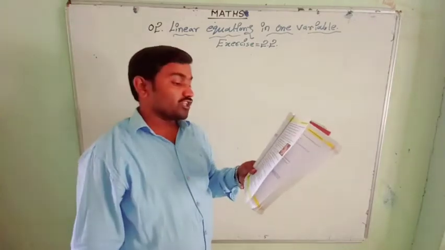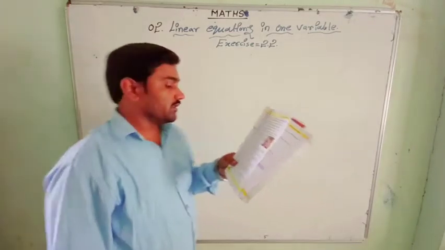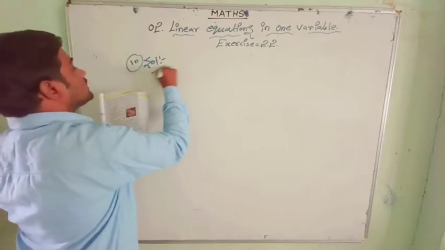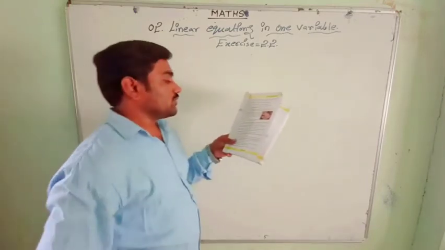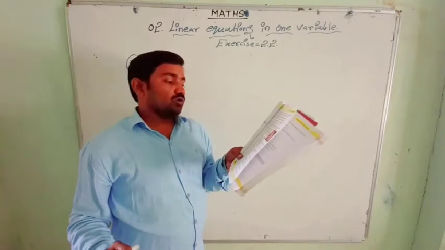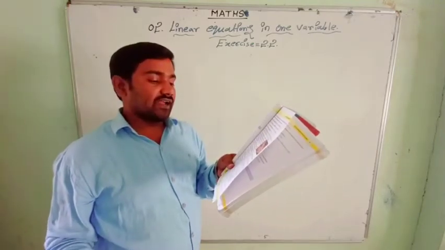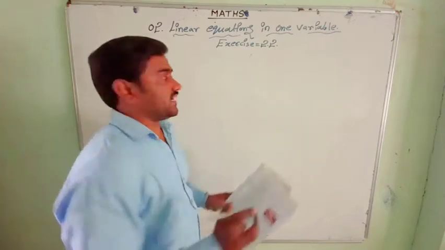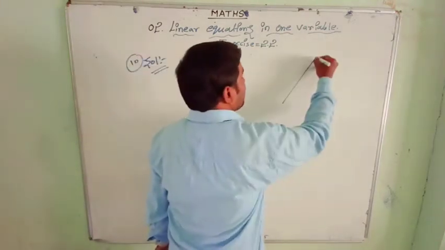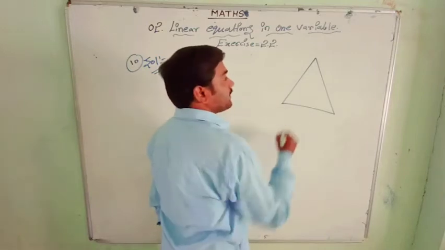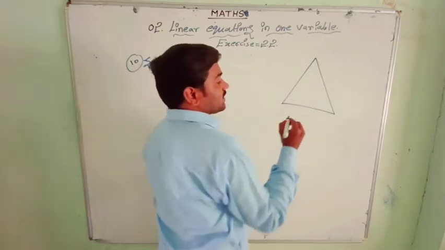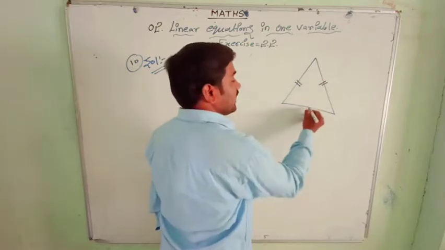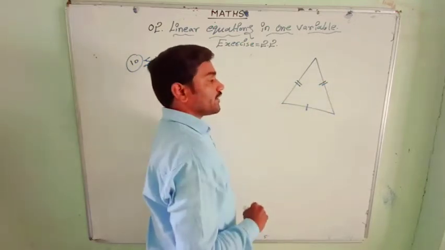Now the question number 10. Here for question number 10 also I'll give you a hint how to do it. See that, two equal sides of a triangle are each 5 meters less than twice the third side. So simple, a triangle here. Two equal sides, that means suppose these two sides are equal and this is the third side.